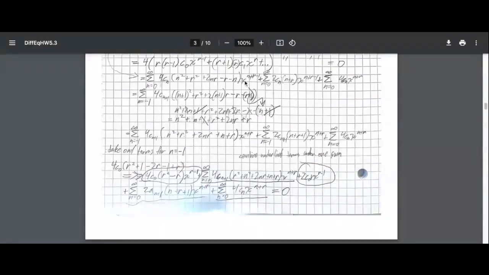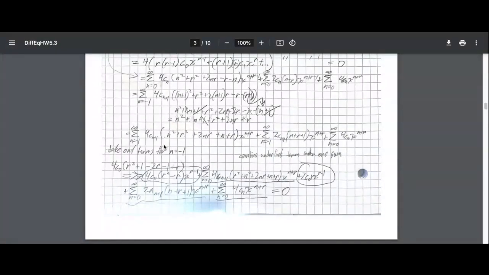That way I can go from x to the n plus r minus 1 to x to the n plus r, sorry. Now the problem is that we have a summation starting at n equals negative 1, and we can't have that, because then we can't get rid of it and get a nice equation equaling 0. We'll still have sums in there.